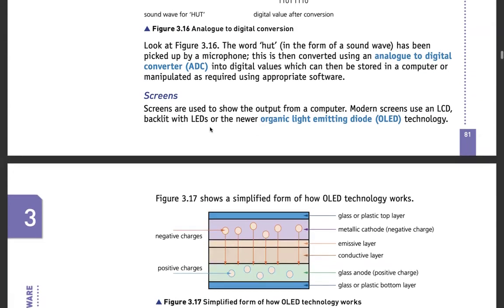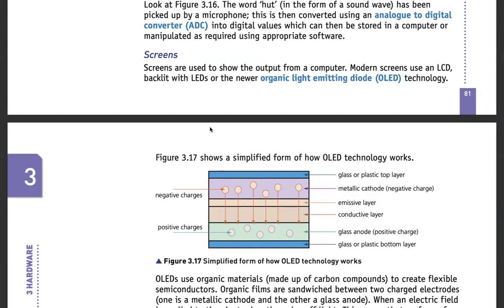So when it comes to screens, screens are used to show the output from a computer. Modern screens use an LCD backlit with LEDs or the newer organic light emitting diode. That means OLED technology. LED means light emitting diode. So OLED means organic light emitting diode technology.